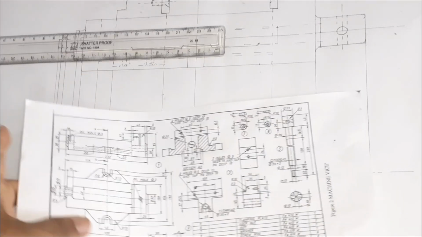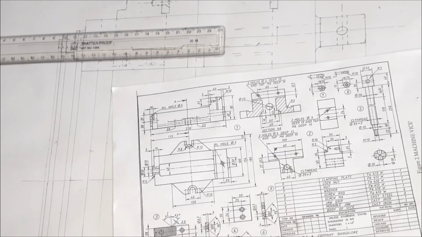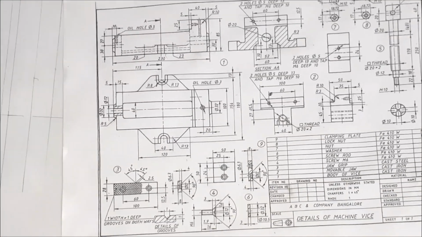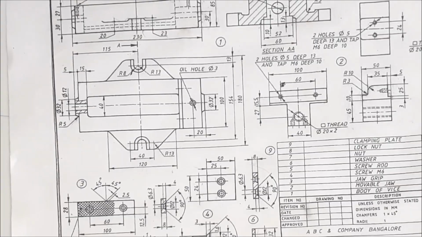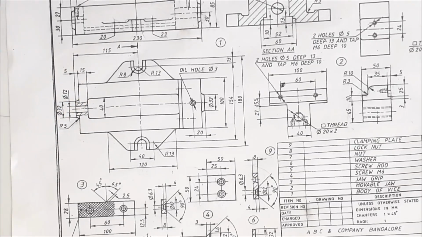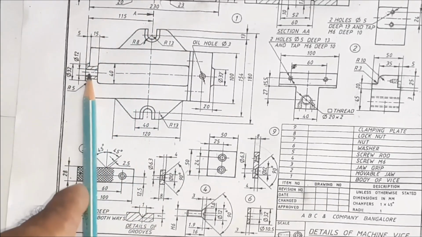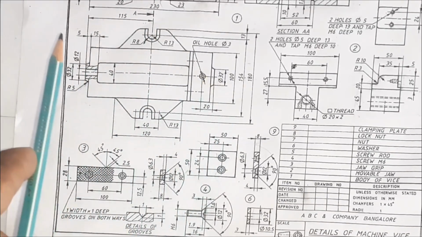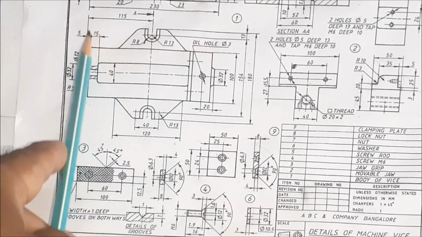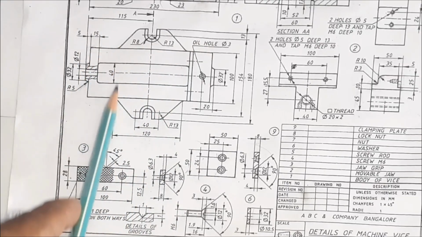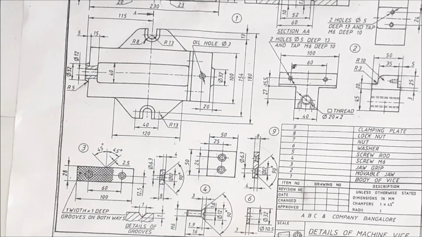The first part that we have to draw is the body of the vice. As you can see, the total length here is 230 minus this 5 and 5, that is 220 mm, and what will be the width? The width is 100.